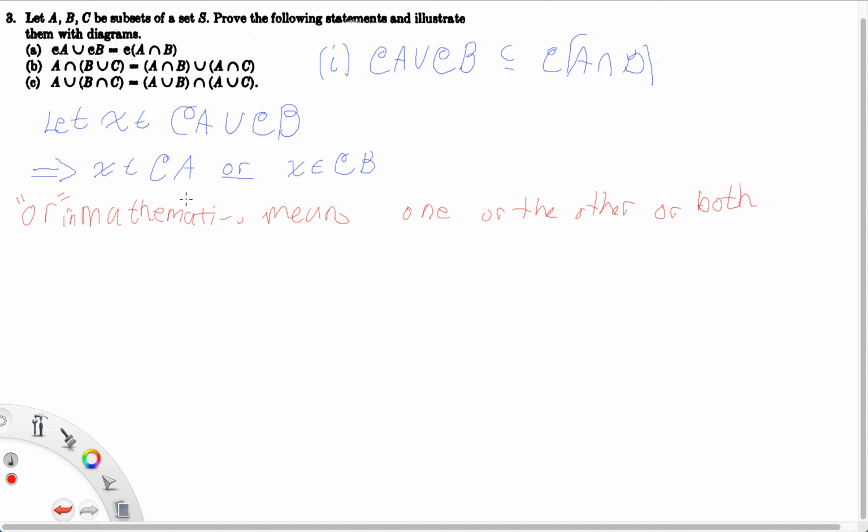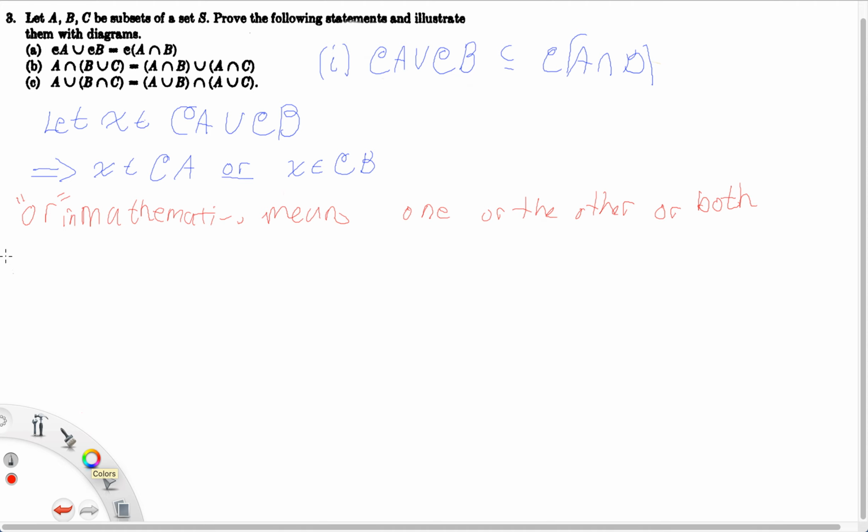Usually when we say "or" in English, it usually means exclusive, like I'm going to go to the park or I'm going to go to the movies, but not both. We usually don't mean, oh, I'm going to go to the park and to the movies. But in mathematics, the "or both" is implied. So x could be in the complement of A, or it could be in the complement of B, or it could be both in the complement of A and the complement of B. So that's the first thing.